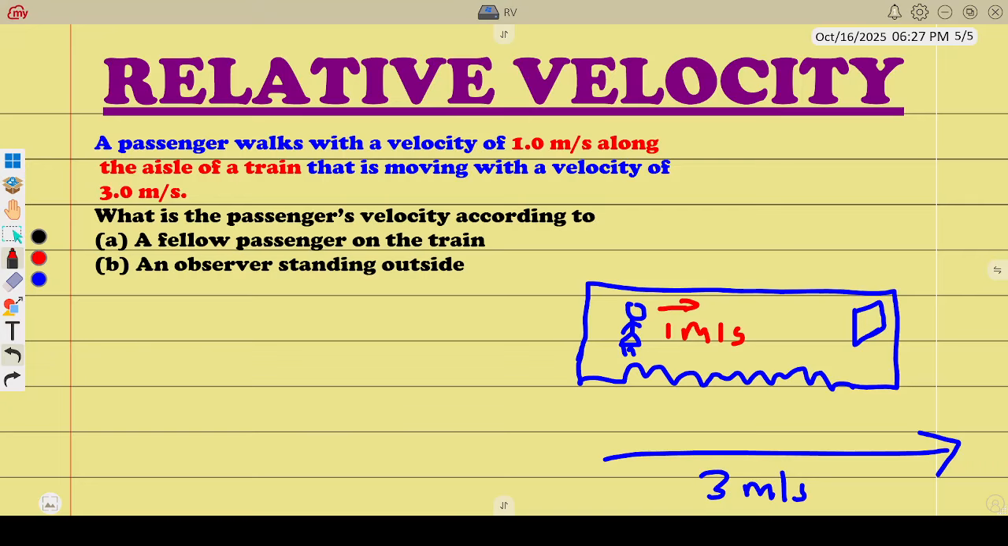So what is Maureen's velocity according to a fellow passenger on the train? If we have another passenger who is seated in the train, and this passenger is looking at Maureen moving, what is the velocity at which the other passenger is observing?